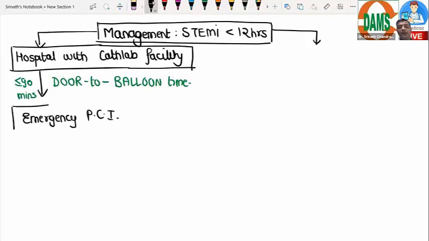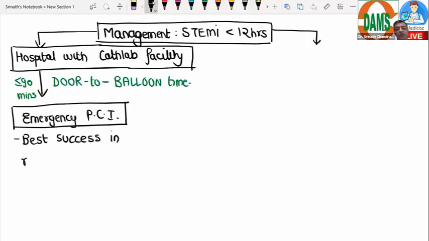Percutaneous coronary intervention should be performed in this patient. So if the patient has come within the 12-hour window period, within 90 minutes, you want to take the patient for emergency percutaneous coronary intervention. Why? Because it has got the best success in restoring normal coronary blood flow.